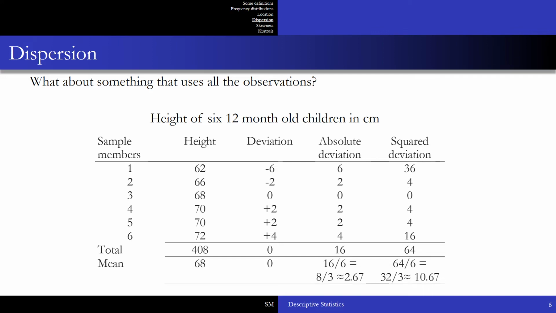What might we do next? Well, we might look at the difference between each observation and the mean. In other words, subtract from the observation the mean value. So for the first one here, 62, we would subtract 68 and get minus 6. For the second one, 66, subtract 68 and get minus 2, and so on. This gives us a measure of deviations around the mean. Is that going to help us?